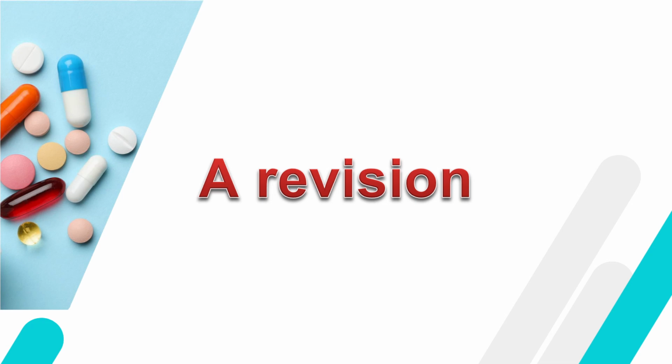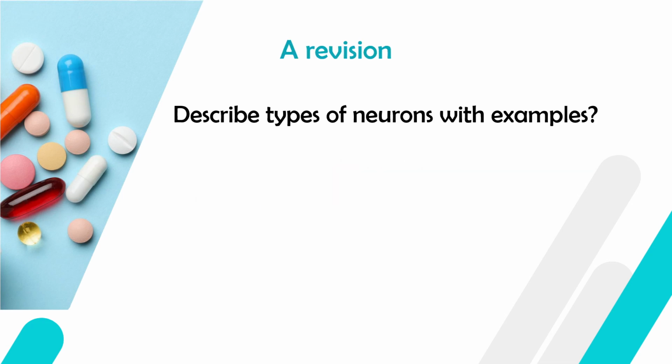I didn't find the time to make portfolio slides, but we can ask about this. Describe types of neurons with examples. Very quickly, what are the three types of neurons? Pseudo-unipolar, because I'm interested in this in particular. Pseudo-unipolar neurons are found in dorsal root ganglia and cranial nerve nuclei.